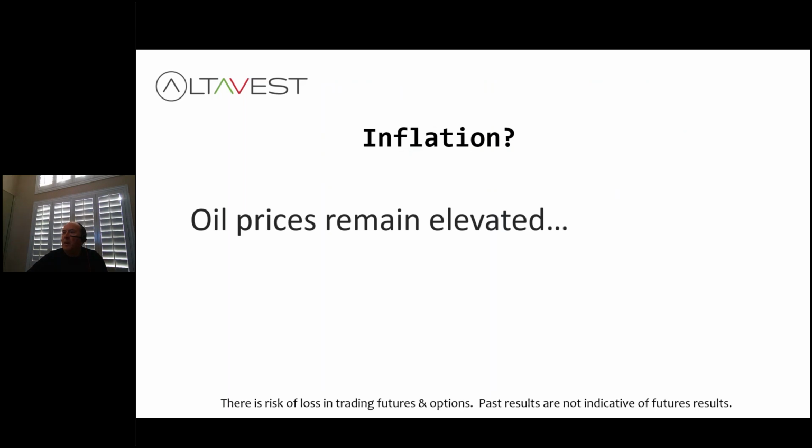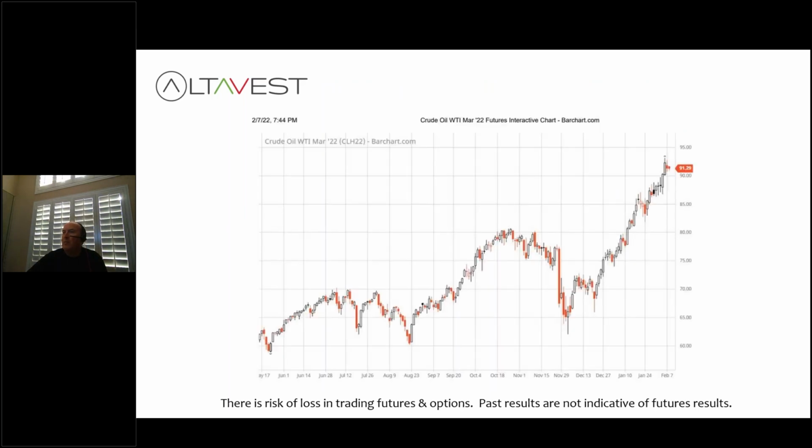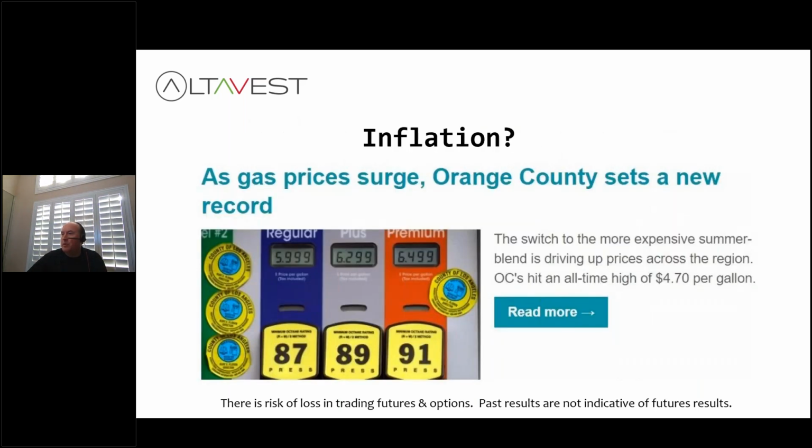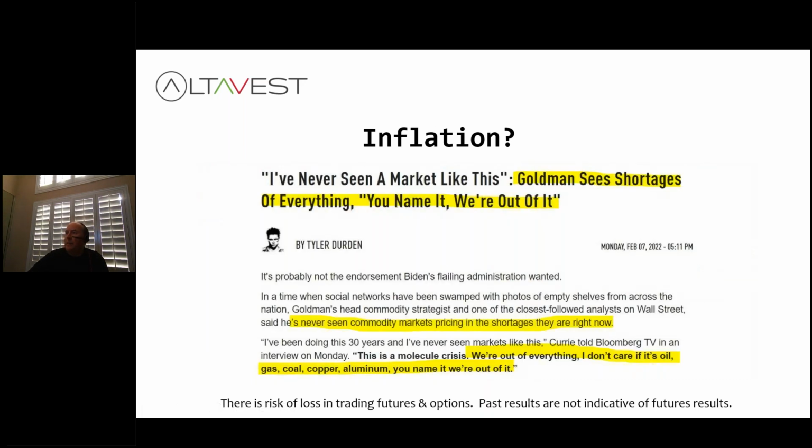And inflation, meanwhile, I'm sure you're all aware, inflation and oil prices. Oil remains elevated. How about this off our local newspaper? Look at the price of gas here: $5.99, $6.29, and $6.49. Record prices, an all-time high of $4.70 per gallon, just on average.